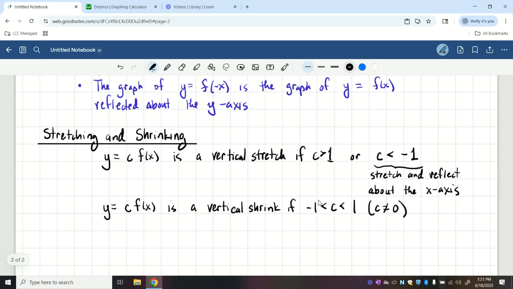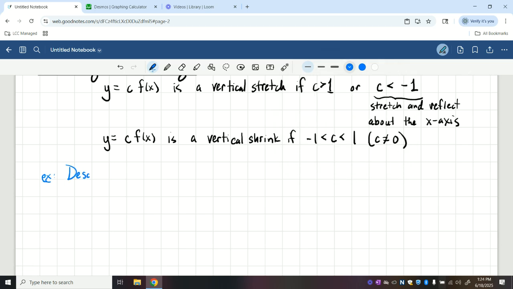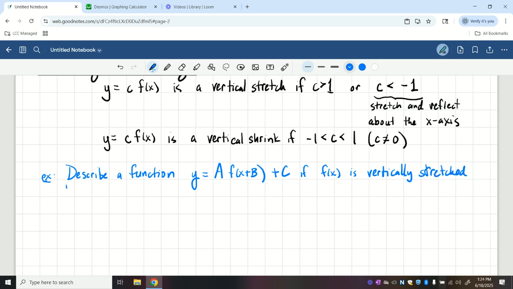All right, here we go. So let's do another example. Describe a function y equals a times f of x plus b plus c if f of x is vertically stretched by a factor of 2, shifted right 3 units and down 5 units.